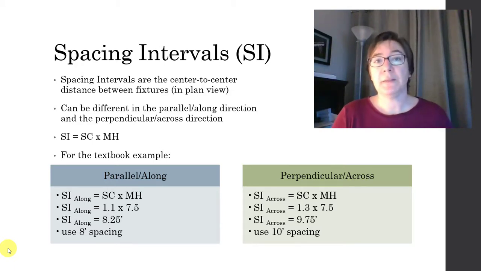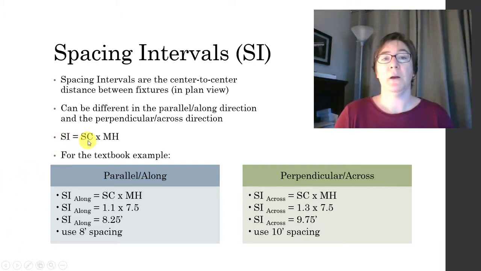The formula is pretty easy. It's just a simple multiplication. Your spacing intervals are equal to your spacing criteria times your mounting height, in feet, by the way.